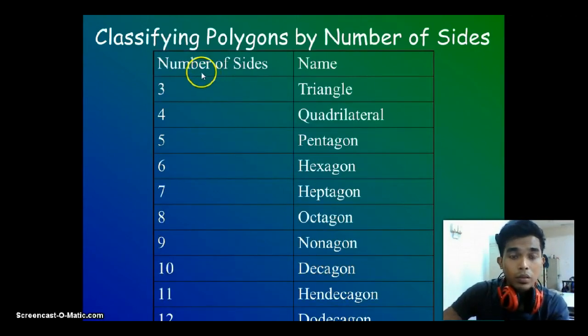So here's a table of the number of sides and names. 3 is triangle, 4 quadrilateral, 5 pentagon, 6 hexagon, 7 heptagon, 8 octagon, 9 nonagon, 10 decagon, 11 hendecagon, 12 dodecagon. So after 12, it will be added with dash gon.